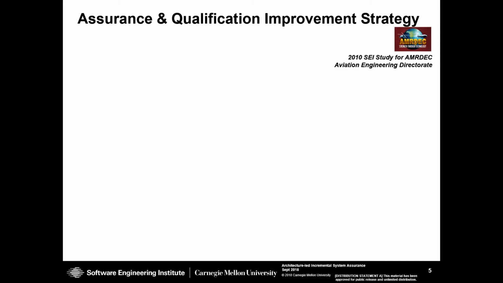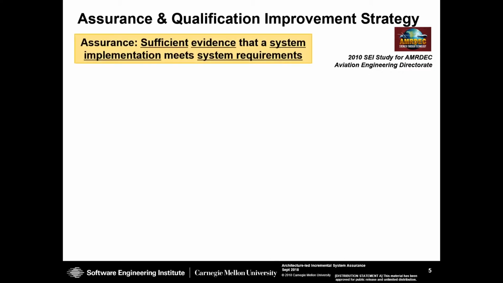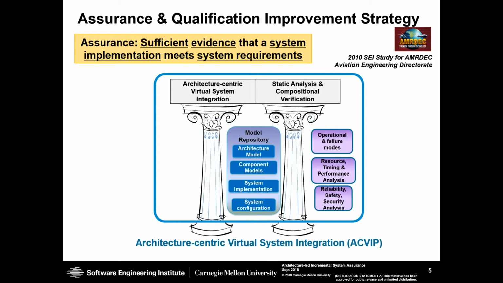In a study that was done for the AMERDEC Aviation Engineering Directorate, we looked at a strategy for improving the situation. And the idea with assurance is to have sufficient evidence that the system implementation meets system requirements, which means, first of all, the system requirements have to be good and reasonable, because that's what you verify against. And secondly, we want to do verification and do that throughout the process so we can catch problems close to the time they're introduced. That strategy has 4 pillars.